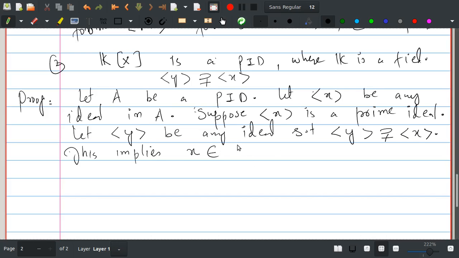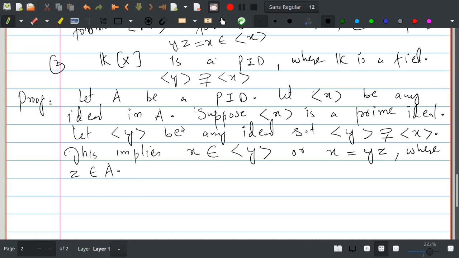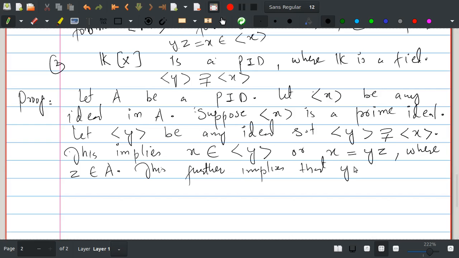X is an element of the ideal generated by Y, because this is lying inside this ideal. This means X is equal to Y times some element of A, say Z, where Z is inside A. Now we know that this X is inside the ideal X, but this X is equal to YZ. So that means YZ is inside X. So this further implies that YZ is inside the ideal generated by X.